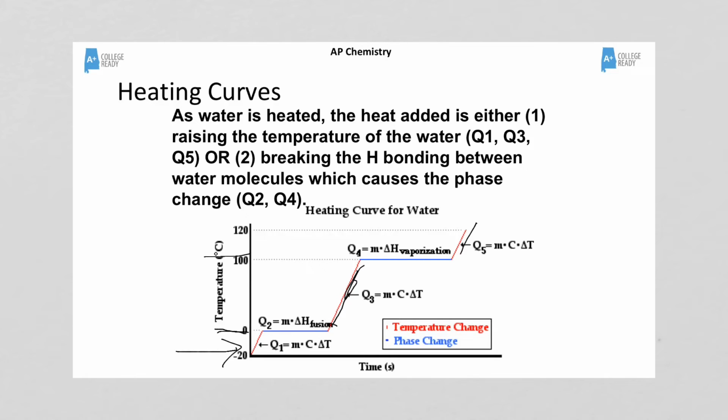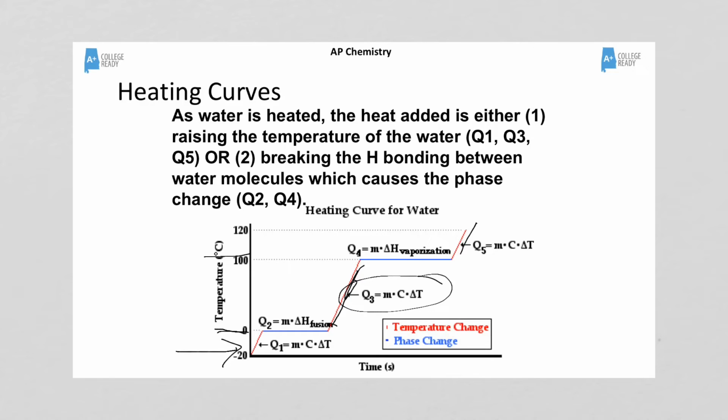So each of these line segments, there's one or two things going on. If you notice at Q1, 3, and 5, the energy added is just raising the temperature, and that's why we can use Q equals mc delta T. If we know the specific heat of water, the mass of water, and the temperature change, we could calculate how much heat is required to just raise its temperature.